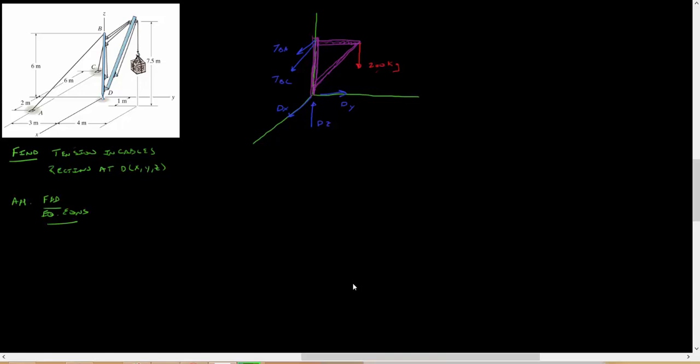Hello everybody, this is problem number 5.70 on page 264 in your book, and we have a stiff leg derrick used on ships supported by a ball and socket joint at point D and two cables BA and BC. The cables are attached to a smooth collar ring at B, which allows rotation of the derrick about the Z-axis. If the derrick supports a crate having a mass of 200 kilograms, determine the tension in the cables and the XYZ components of reaction at D.